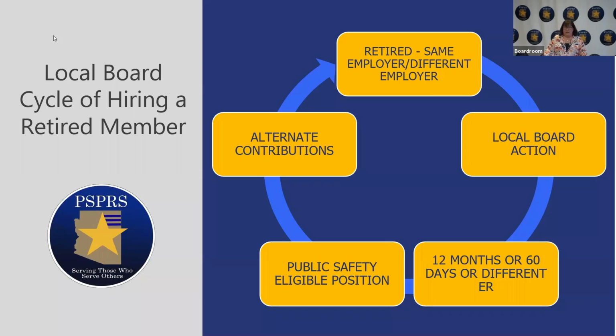Here is the cycle of hiring a retired member. So the employer is hiring somebody who already retired from the plan. Now, this retiree could be retired from the same employer or retired from a different employer. It does require local board action, whether it's 12 months or 60 days or a different employer. It needs to determine if that position is public safety eligible or not, and in that case, if alternate contributions are payable or not.